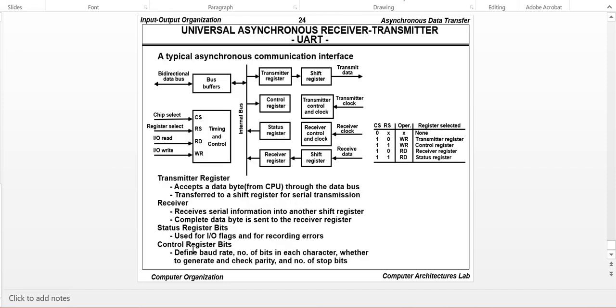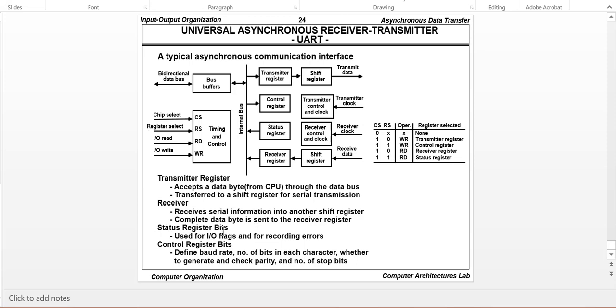So through its control command, the CPU will tell the interface, the peripheral controller, what the baud rate is, how many bits each character contains, whether parity is being generated and what type of parity it is, and the number of stop bits. I told you the number of stop bits can either be a single one or more than one. So how many such stop bits are attached to the data? All these things are predefined, and the controller is informed through the control command by the CPU. So all this will be known.